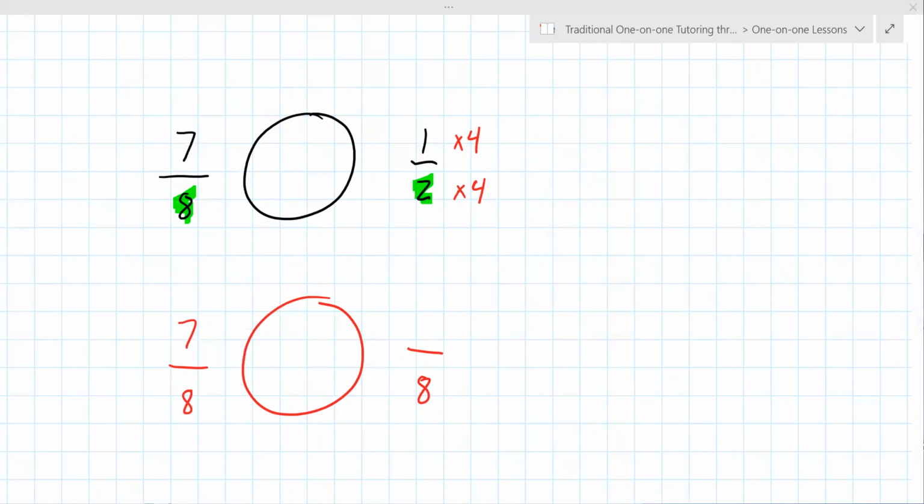Let me know what you come up with here. I want to know what symbol goes between them. Which of those three is it? Greater than. Okay, what number goes on the top right here? 4. Yeah, good. Okay, let's do another one here.